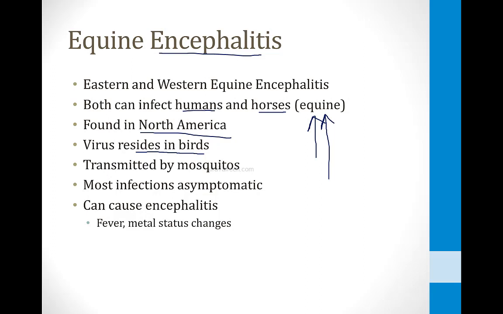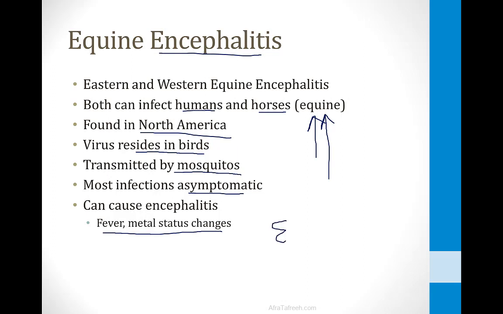They're transmitted to humans by the bite of mosquitoes, and most infections are asymptomatic, but they can cause encephalitis and give symptoms like fever and mental status changes. And of all the mosquito-borne viruses that can cause encephalitis, the worst one is eastern equine encephalitis.